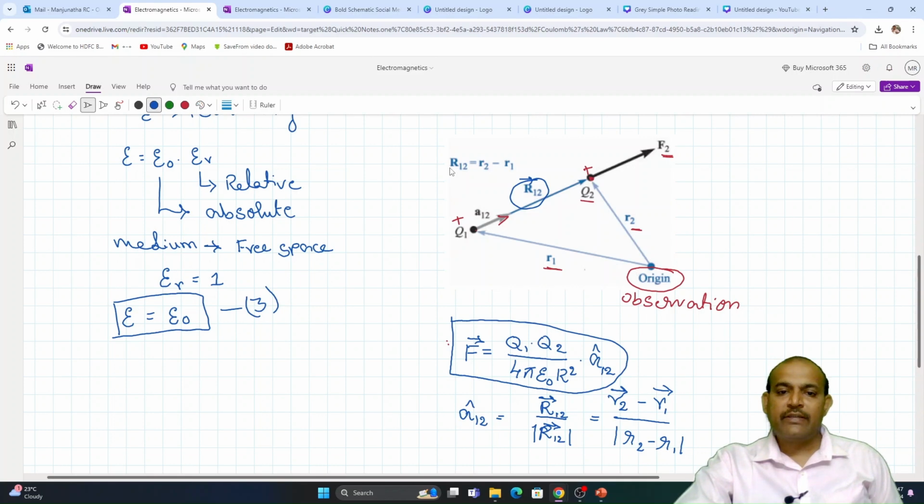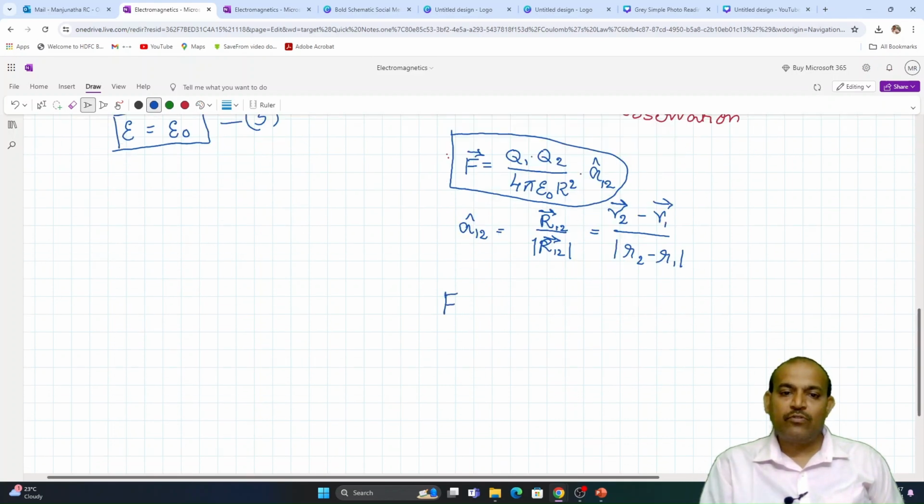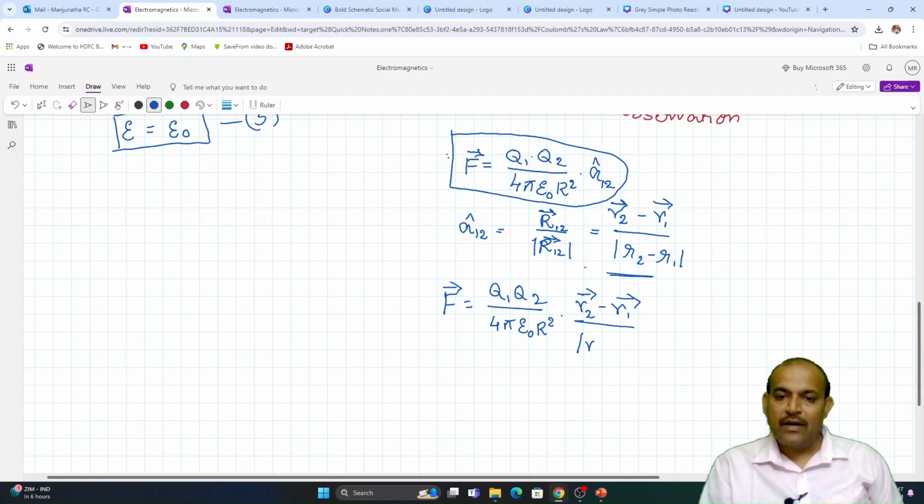Therefore the above equation becomes vector F is equal to q1 into q2 divided by 4 pi epsilon naught into r square, whereas the unit vector is replaced by this expression. Therefore it is vector r2 minus vector r1 divided by the magnitude of that vector, that is the magnitude of r2 minus r1.